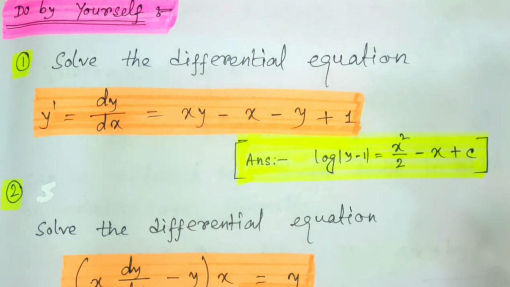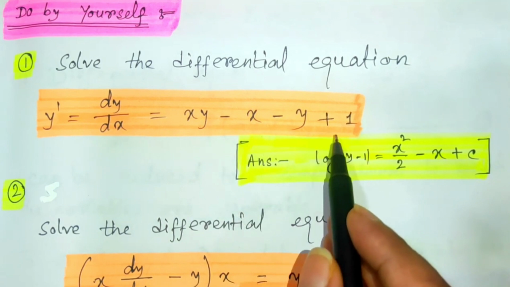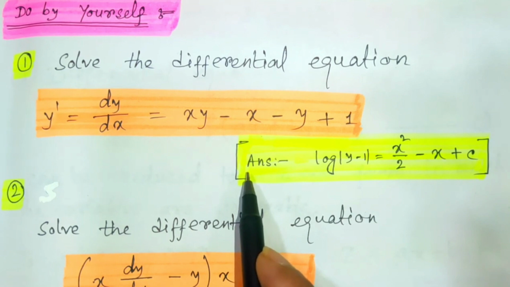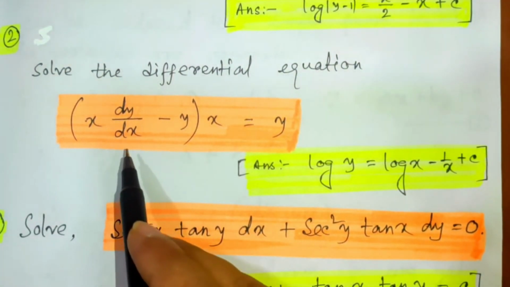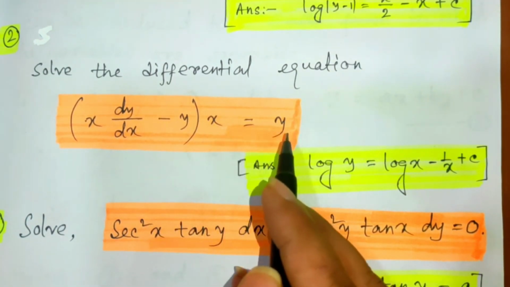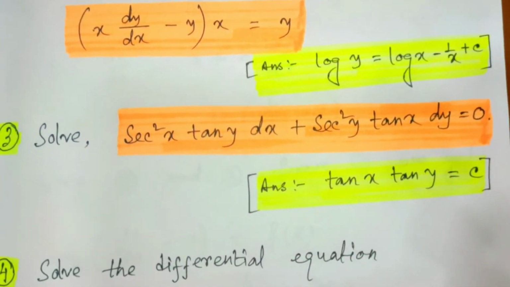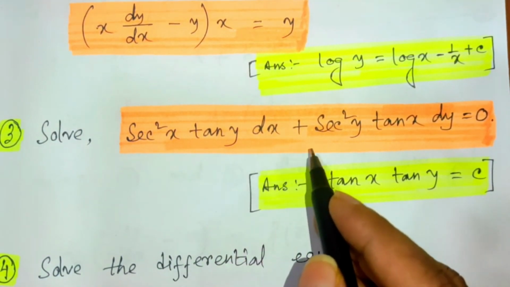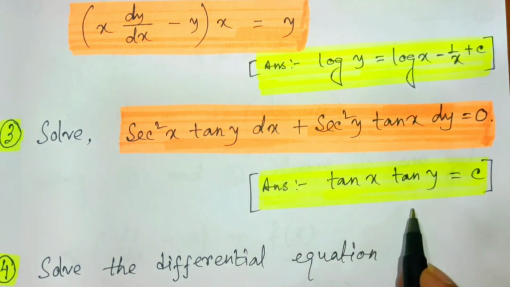So the first equation is dy/dx is equals to xy minus x minus y plus 1, and this one, its general solution. So you should solve and verify that you are right or wrong. Here is the second question. The second question is x dy/dx minus y whole into x is equals to y, and here is its solution. Now the third question is here for you. The third question is sec square x tan y dx plus sec square y tan x dy is equals to 0, and this one is your answer.